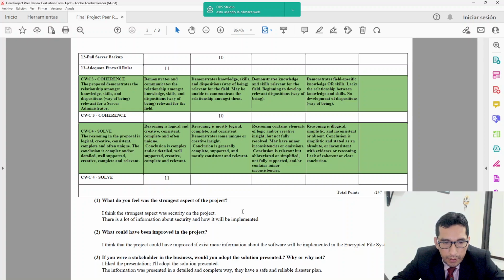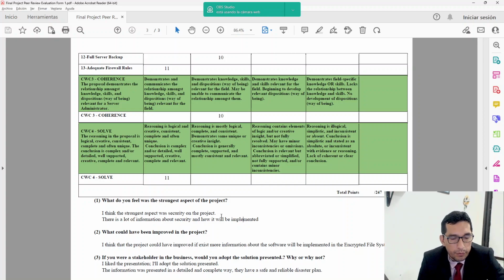What do you feel is strong in this project? I think the strong aspect was the security, and the security has more information about it. What could have been improved in this project? I think the project could have improved if there was more information about the software, or pictures and other examples. That is what I think.